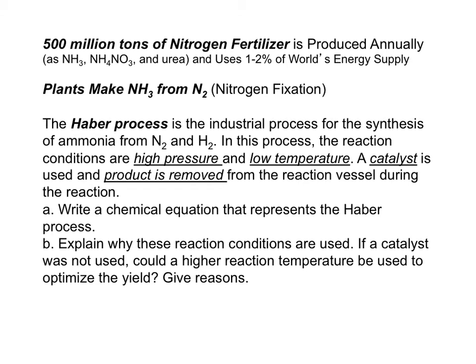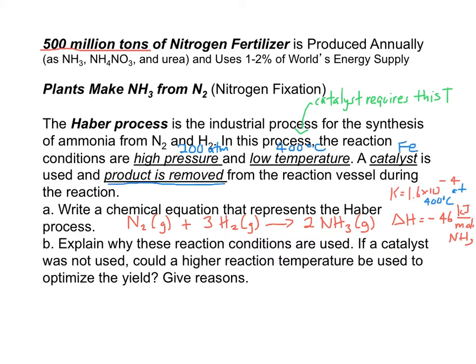With more people, we need more food, and fertilizer is very important in growing food. 500 million tons of nitrogen fertilizer is produced each year. The industrial method to produce ammonia for fertilizer is the Haber process. Here is the chemical reaction. And here are the reaction conditions. Stop the video to answer this question.